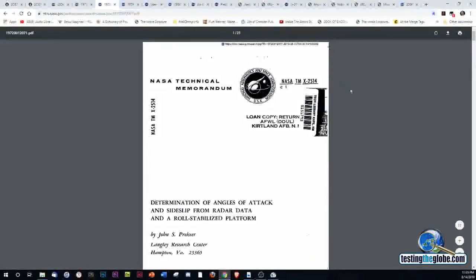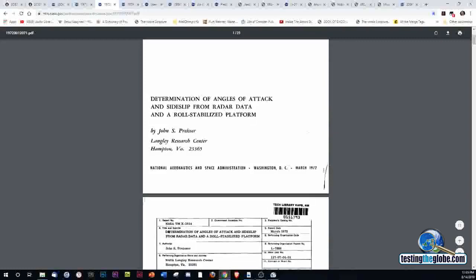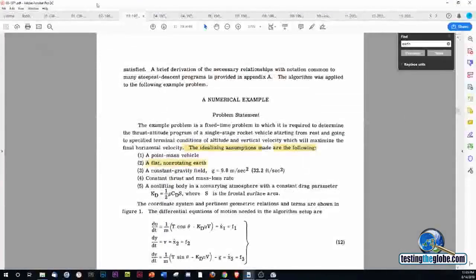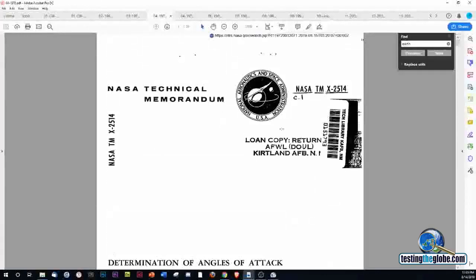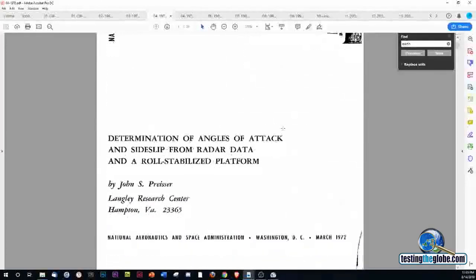Here we have another NASA.gov document dated March 1972. March 1972, NASA Technical Memorandum, determination of angles of attack and side slip from radar data and a roll stabilized platform. Gotta love the titles, huh?